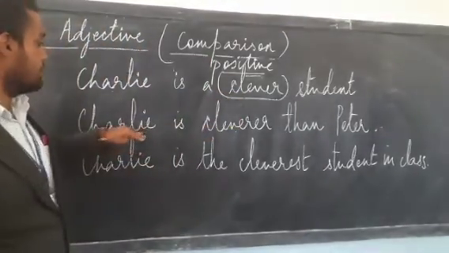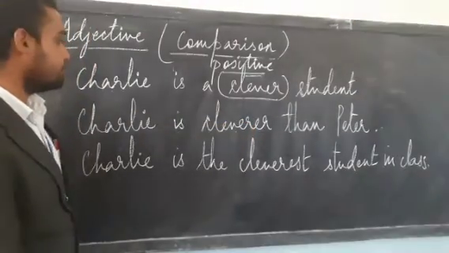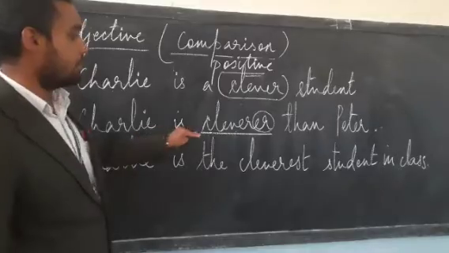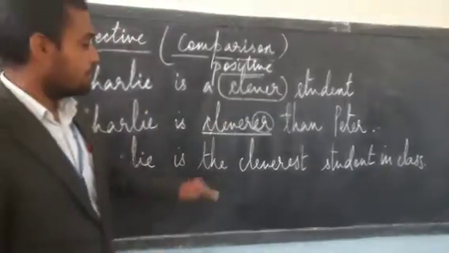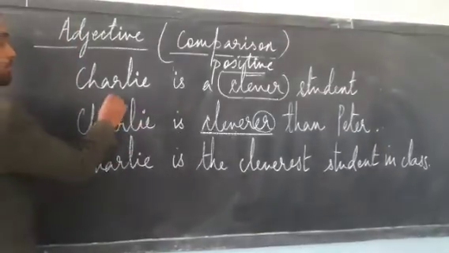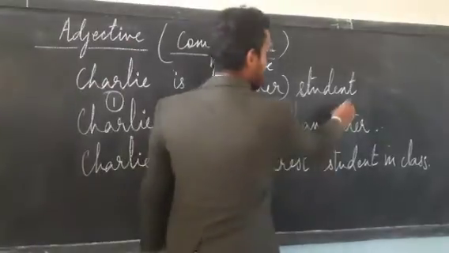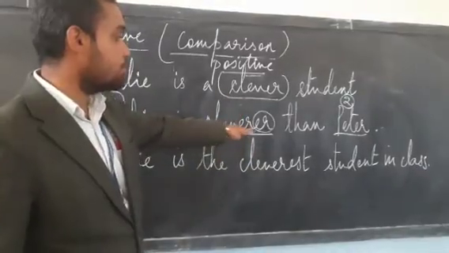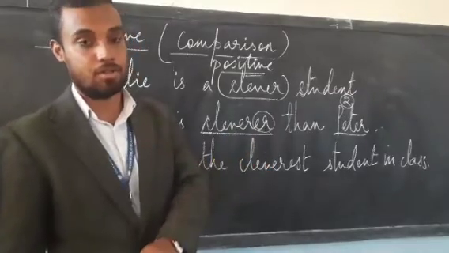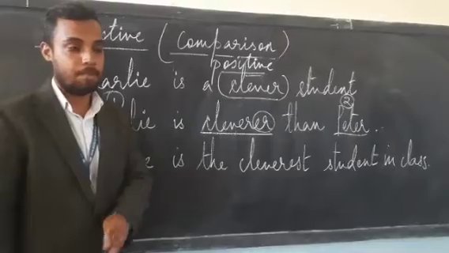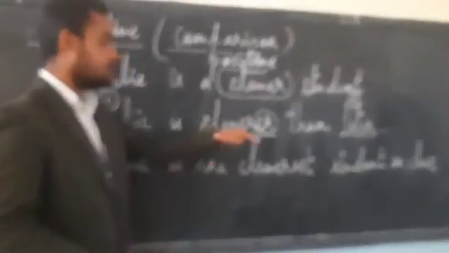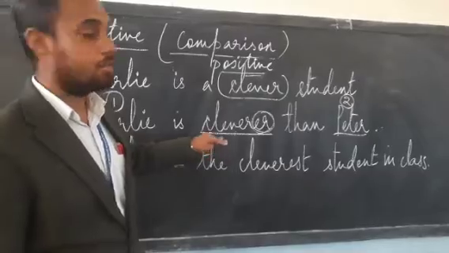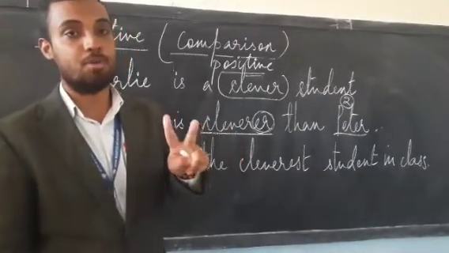Now come to the second sentence. Charlie is cleverer than Peter. Now over here you can see that the adjective is a little different. Cleverer. Now in the second sentence we have got two persons. Charlie is the first person and the other person is Peter. When we are comparing between two persons, we are going to use the er form. Clever, cleverer, cleverest. Happy, happier, happiest. Sad, sadder, saddest. So the adjectives ending with er will be called comparative adjectives, and the comparative adjective is used to compare between two persons.